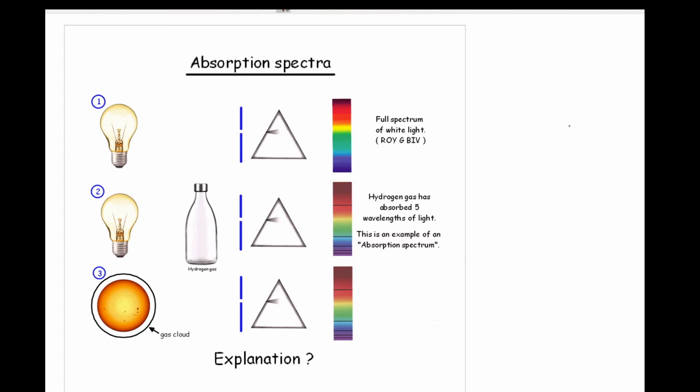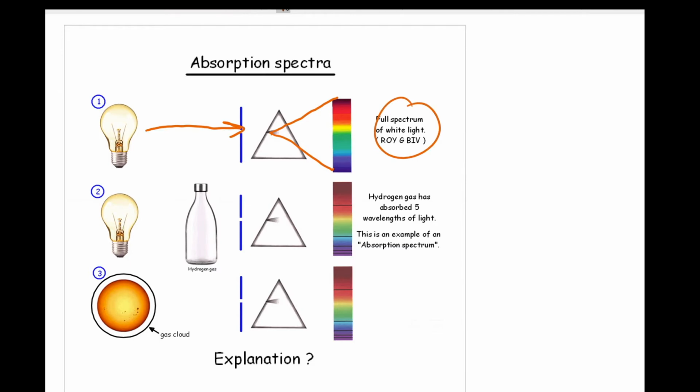A light bulb emits white light. It passes through a slit, and using a prism it is split up into the colours of the rainbow. Roy G. Biv. Nice and simple.